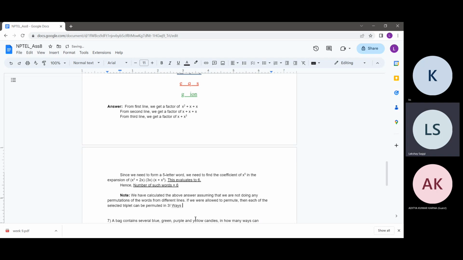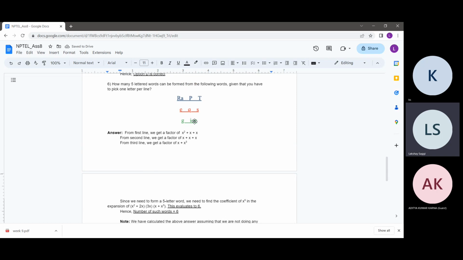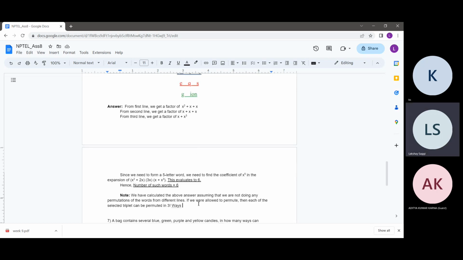So, let's say PEION. It's a 5-letter word, and any permutation will also be a 5-letter word, right? So EPION will also be a 5-letter word. So in that way, we are not harming the 5-lettered condition.